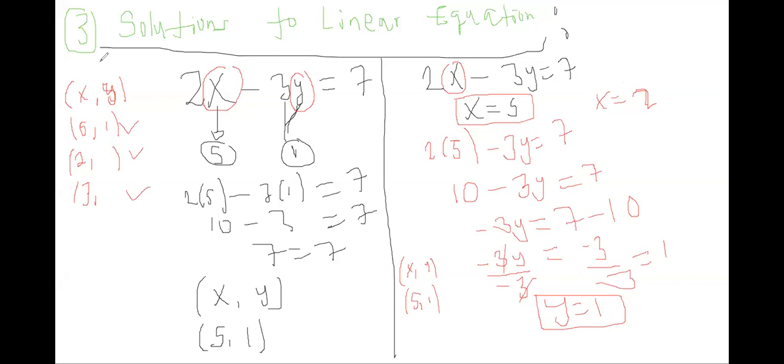So we have our equation like this, 2x minus 3y equals 7. Someone could say, what if x equals 2? What will be the value of y? So we find that. What we will do is just substitute x. We have x here.